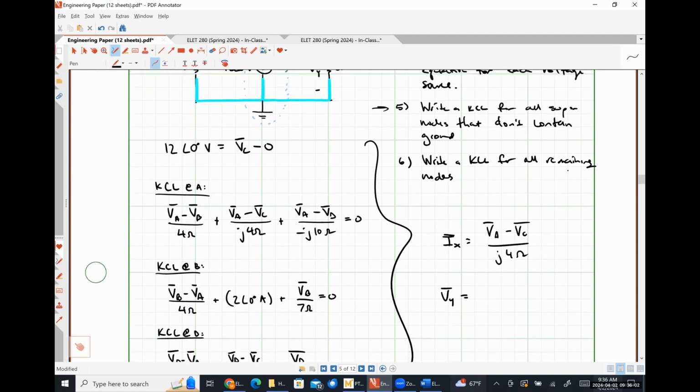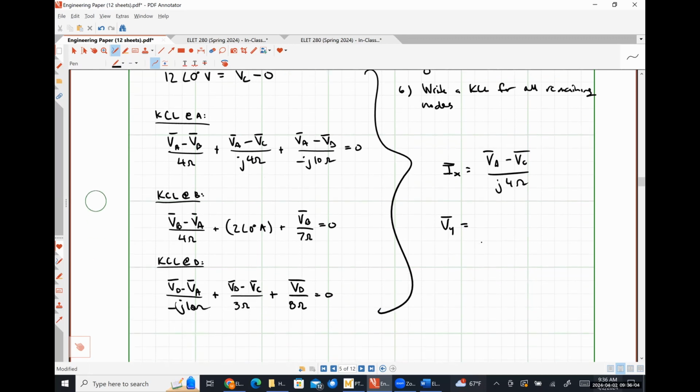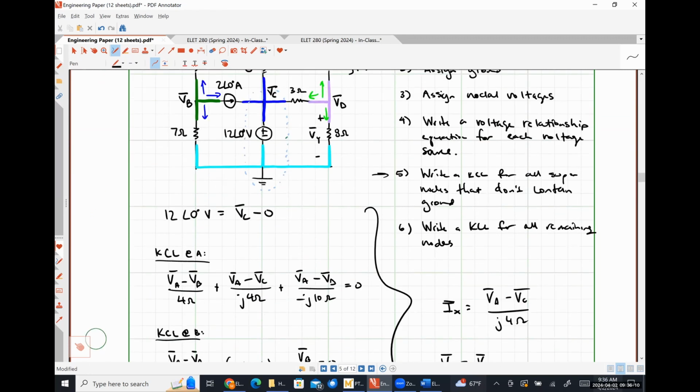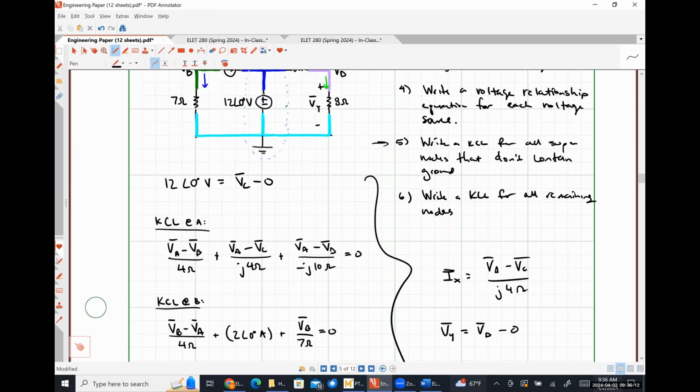Vd. What's the voltage at the negative polarity terminal of Vy? 0, or ground. So anytime we're looking for a voltage, it's always just the nodal voltage at the positive polarity terminal minus the nodal voltage at the negative polarity terminal. It is never not that. So this is how you would solve that particular problem using nodal analysis.